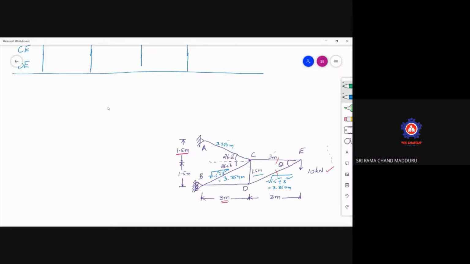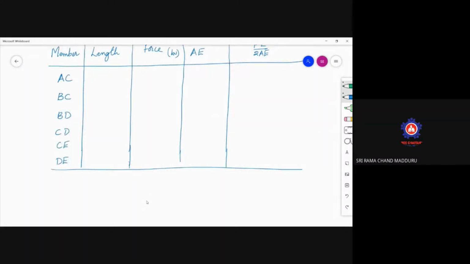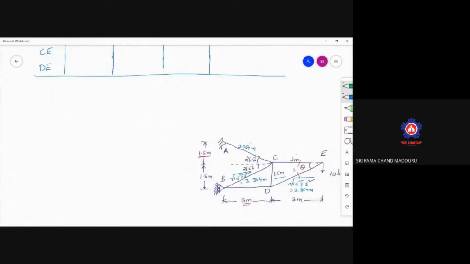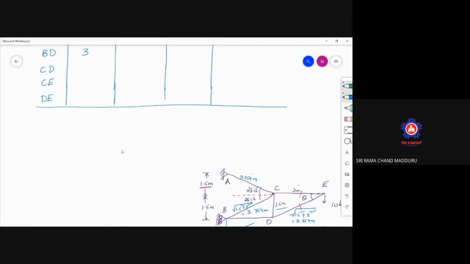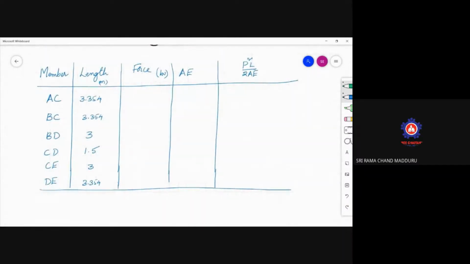Now enter the values there. The length AC is 3.354 meters. BC also 3.354. What is the length of BD? BD is nothing but from here to here, 3 meters. So substitute that value there. BD is 3 meters. CD is the vertical height, which is 1.5. CE is 3. DE is 3.354 meters. So you got member and length.